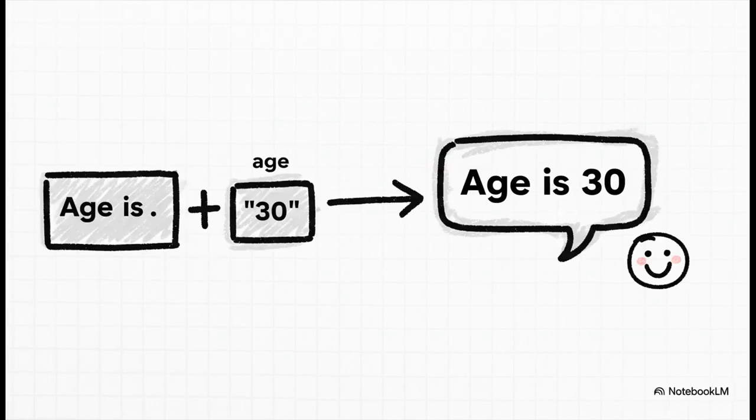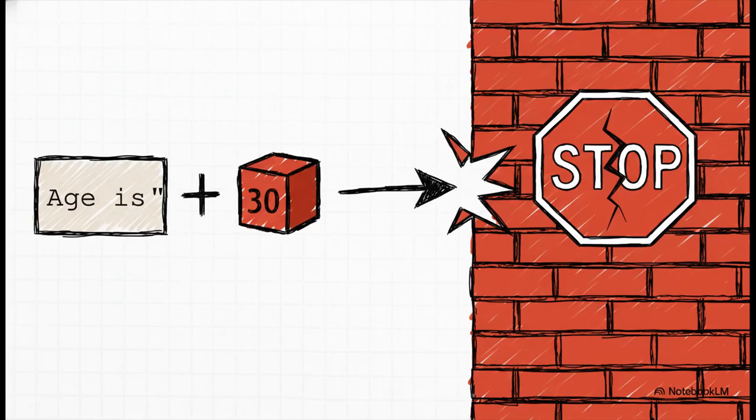If you have the variable age stored as the string 25, you can easily combine it with "age is" to make a nice clean sentence. This works perfectly, no problem here. But take away those quotes, so age is now a number, an integer, and try to run the exact same code. Crash. You get this big red type error.